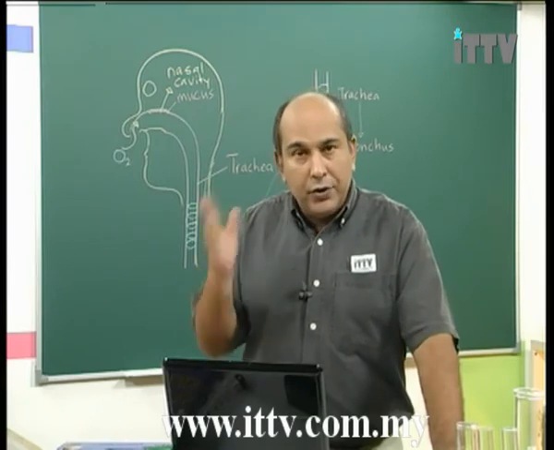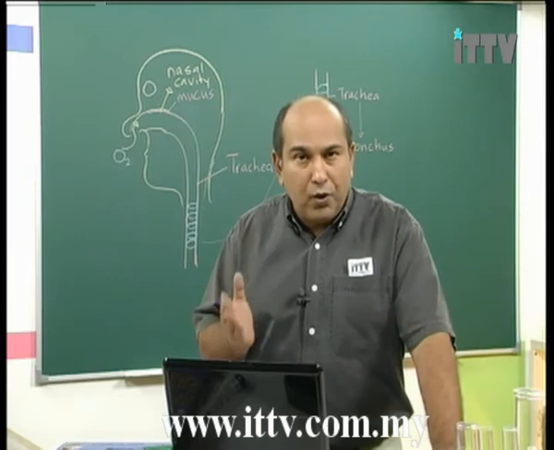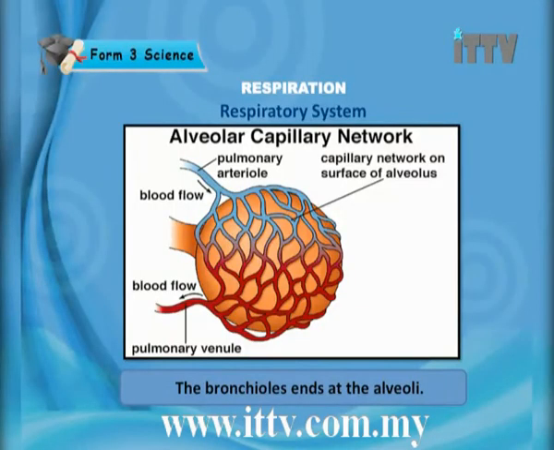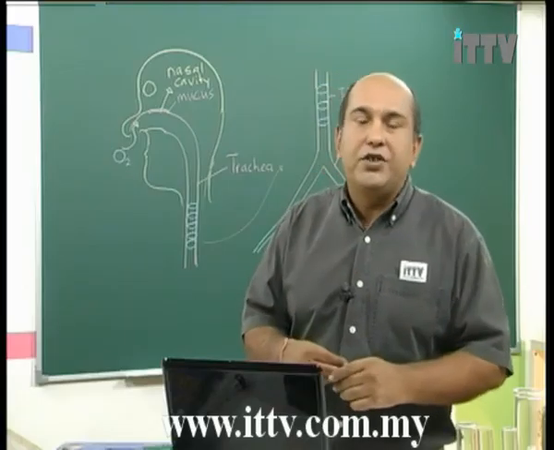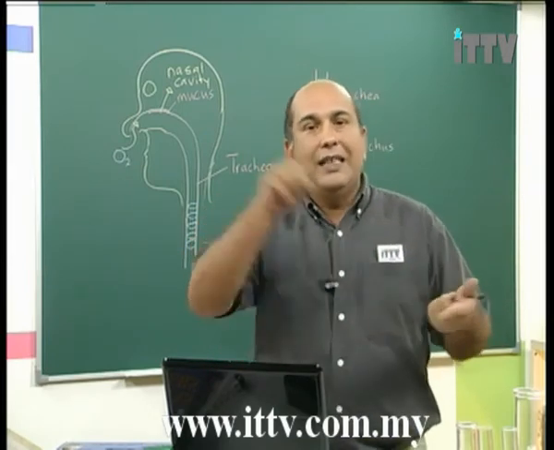We've gone into the bronchus, and then remember the bronchus has broken into smaller tubes, which we call the bronchioles. The bronchioles end at the alveoli. So now we've reached the alveoli, and now from the alveoli, we've got to get this oxygen into the blood system.